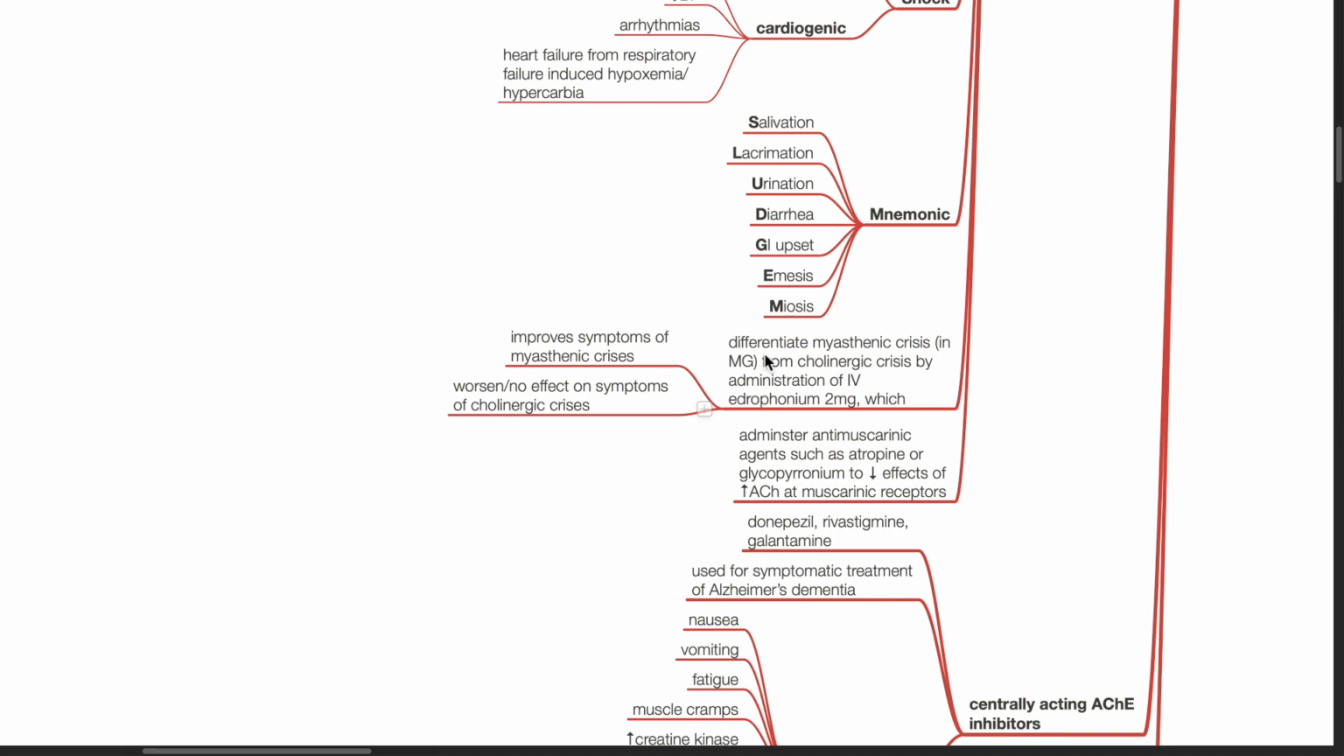To differentiate myasthenic crisis in myasthenia gravis from cholinergic crisis, administer IV edrophonium 2 mg, which will improve symptoms of myasthenic crisis and worsen or have no effect on symptoms of cholinergic crisis. Administer anti-muscarinic agents such as atropine or glycopyrronium to reduce effects of increased acetylcholine at muscarinic receptors.